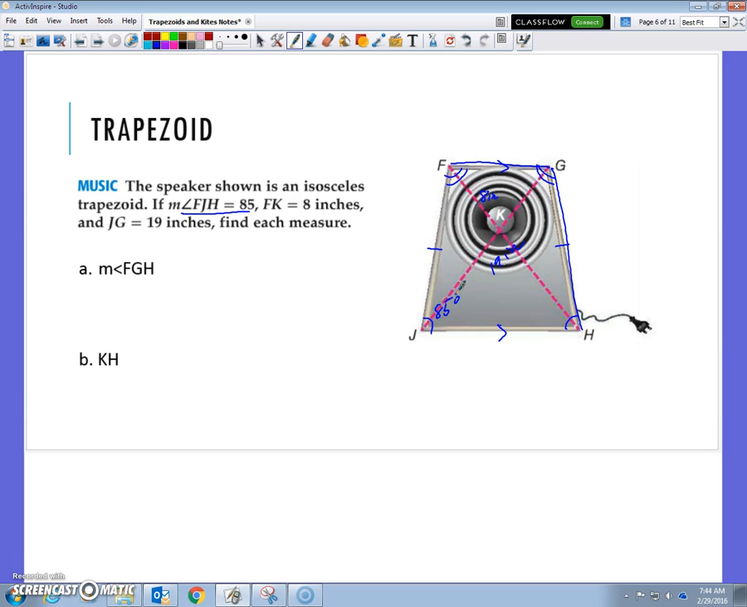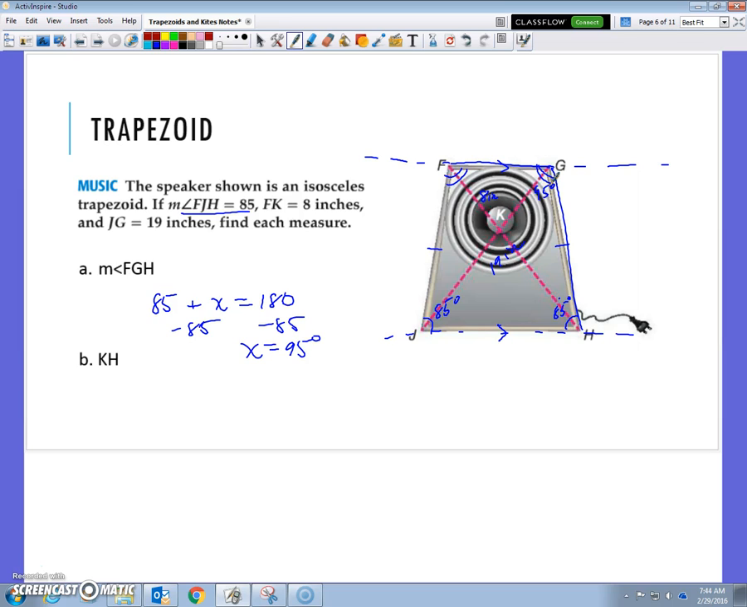Now in this isosceles trapezoid, that tells me that angle GHJ is also 85 degrees. And if you extend these lines, sometimes it helps to make a visual here, to make some line extensions. FGH and JHG are consecutive interior angles, so they must add up to 180. So 85 plus X should equal 180, X equals 95 degrees. Therefore, I know that FGH is 95 degrees.